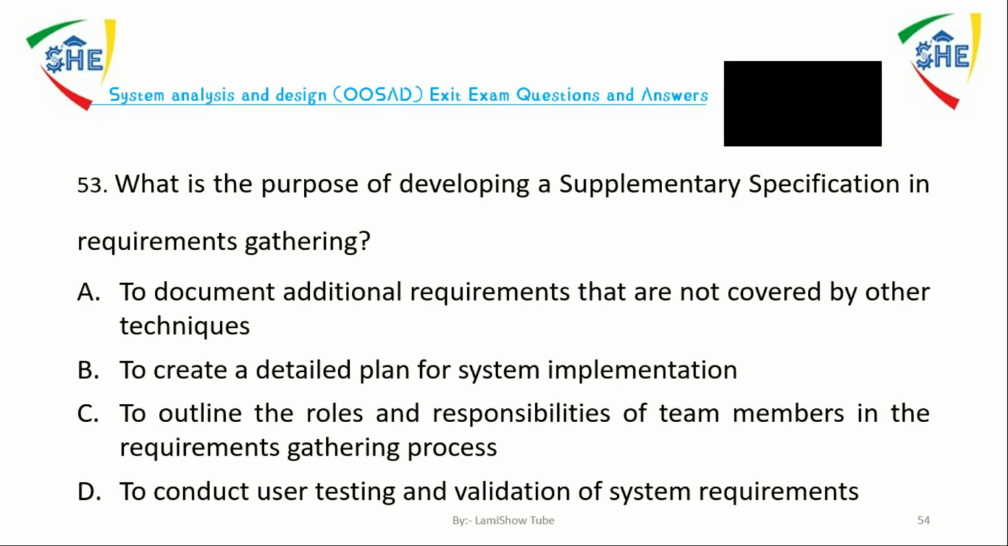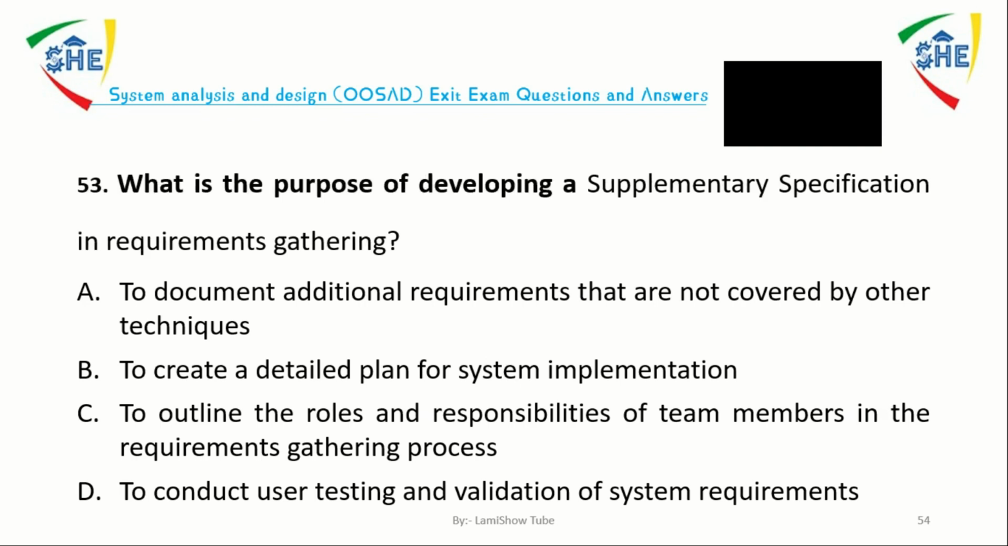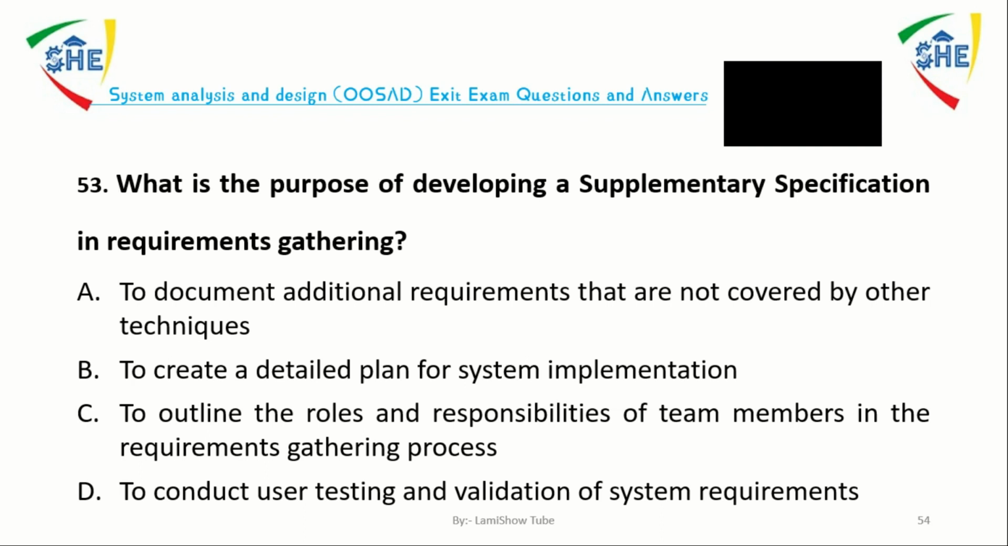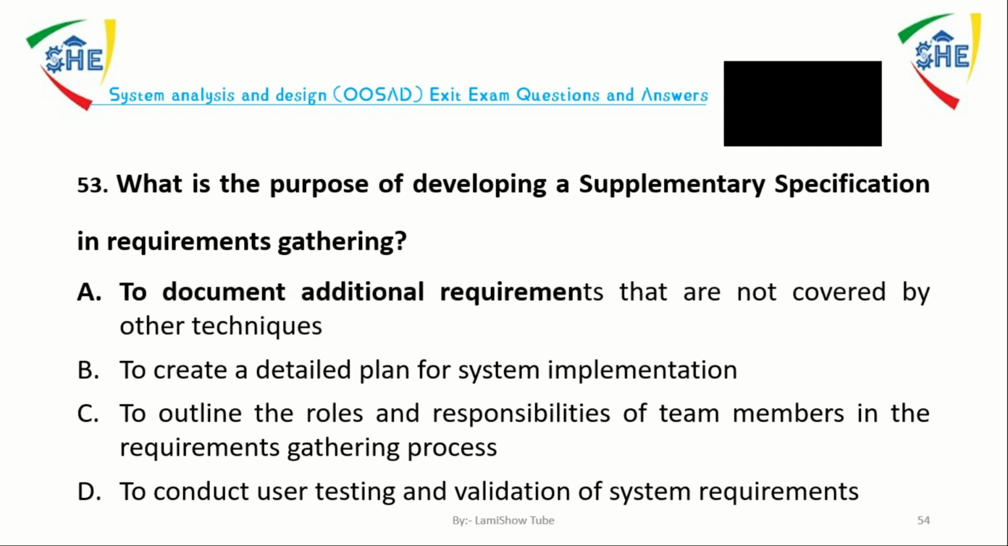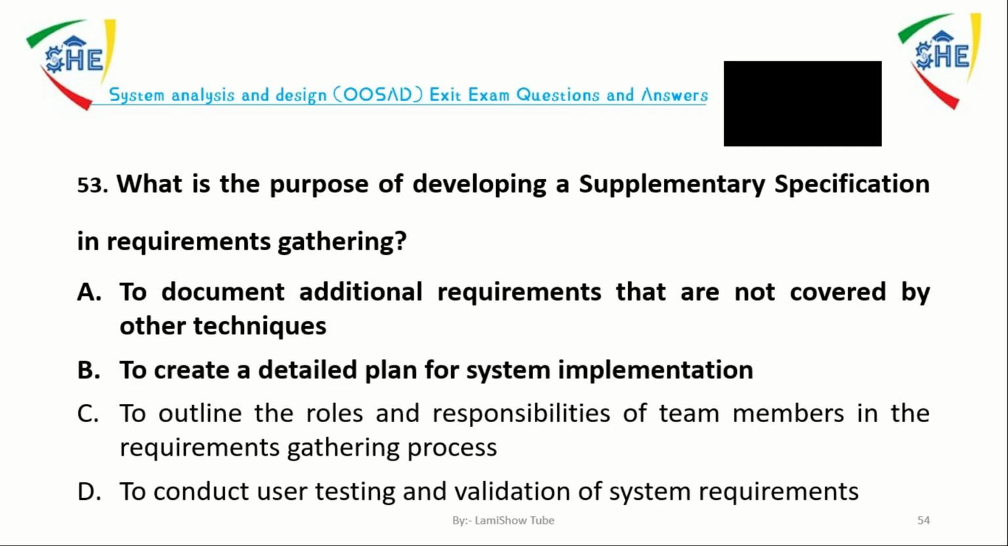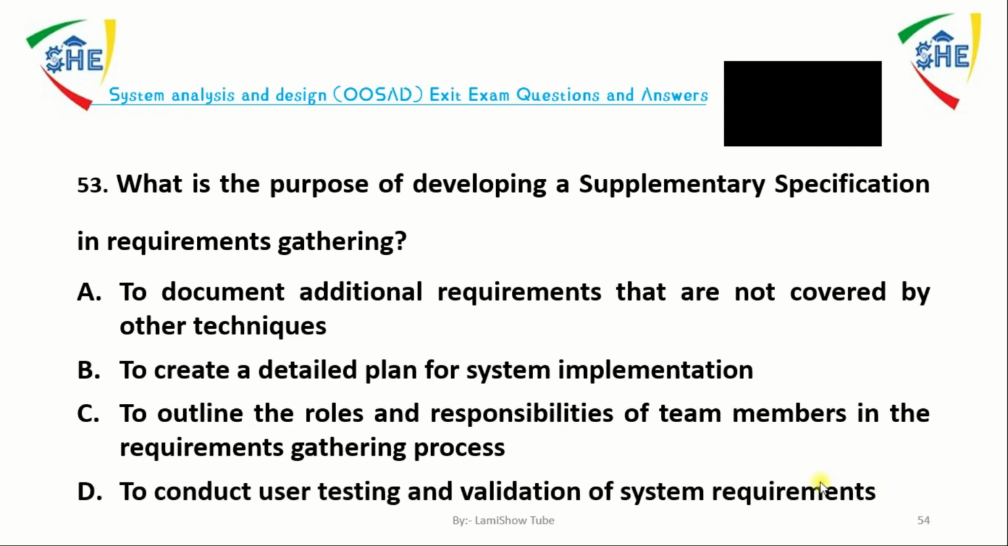Question number 53. What is the purpose of developing a supplementary specification in requirement gathering? A. To document additional requirements that are not covered by other techniques. B. To create a detailed plan for system implementation. C. To outline the roles and responsibility of team members in the requirement gathering process. D. To conduct testing and the validation of system requirements.